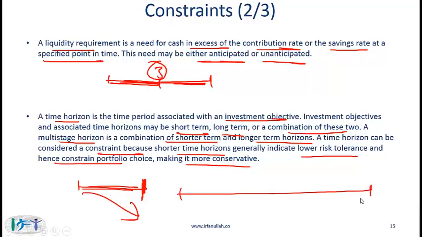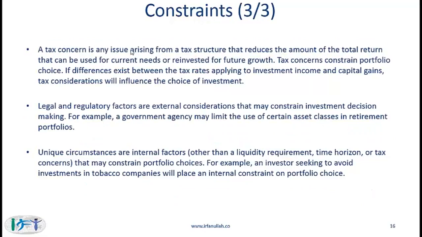Those who have longer time horizons can then make riskier investments, such as investing in the stock market, because we know that the stock market will be up and down, but in the long run, the stock market will outperform most other asset classes. These 3 constraints can be read by you.